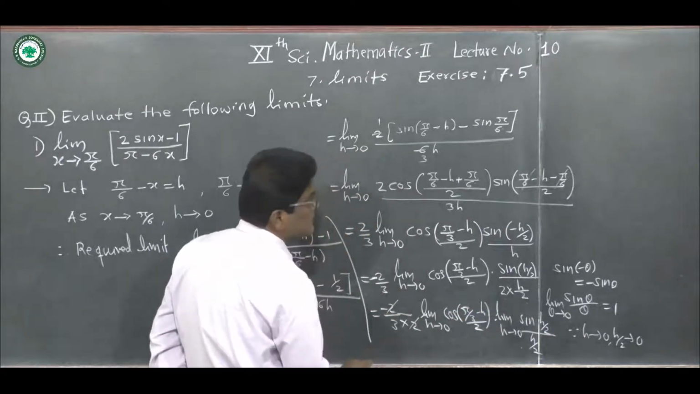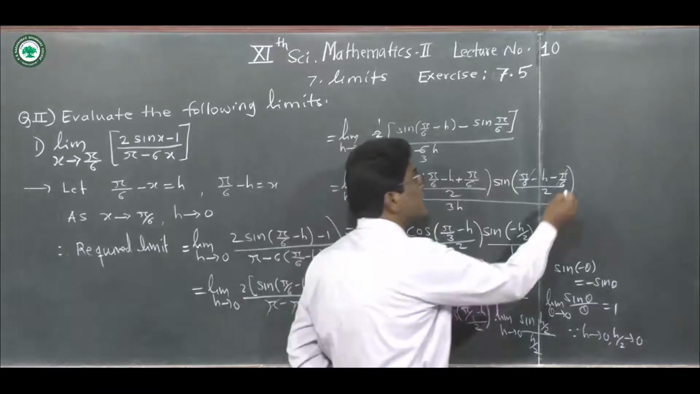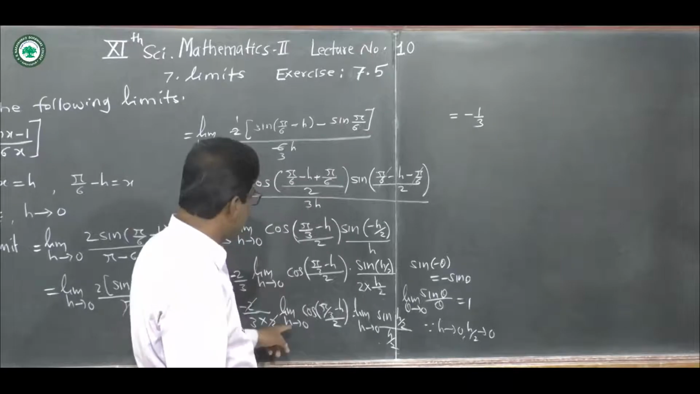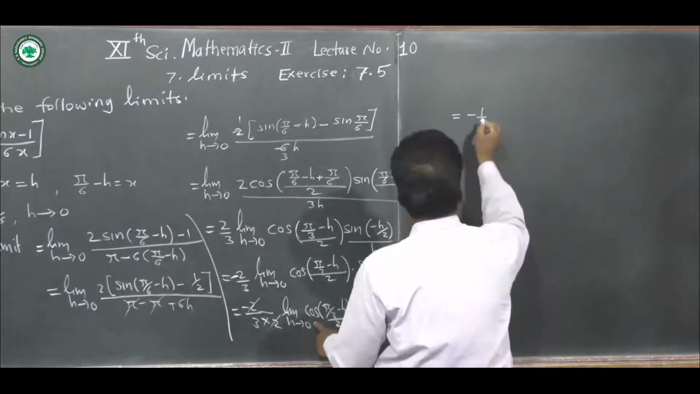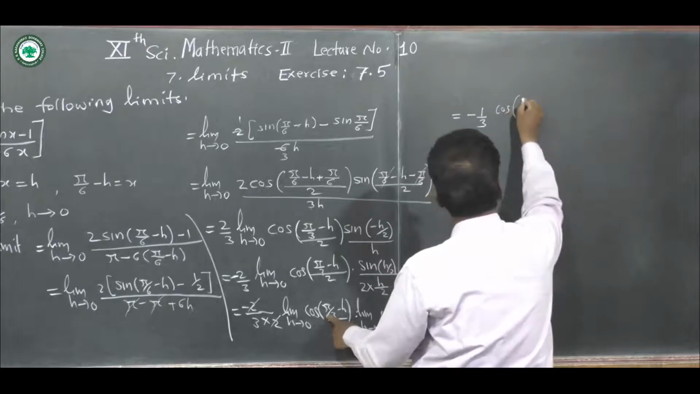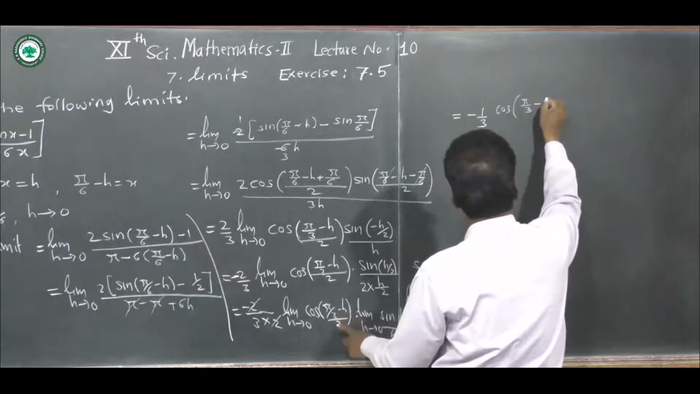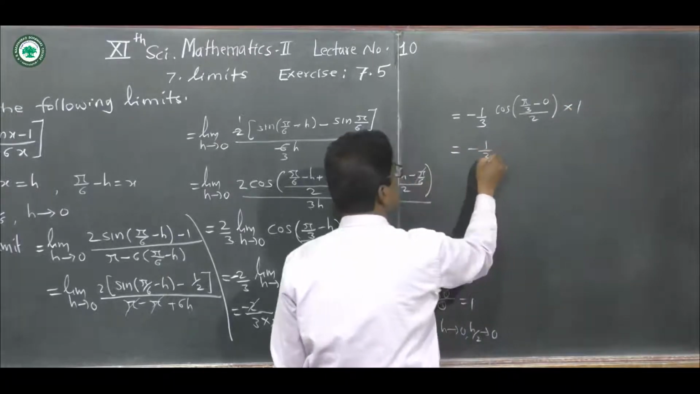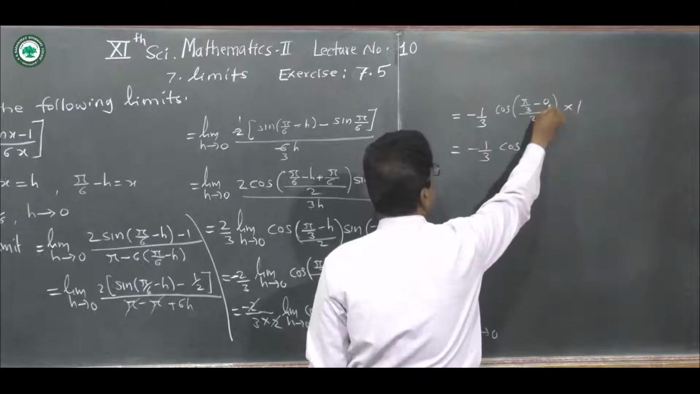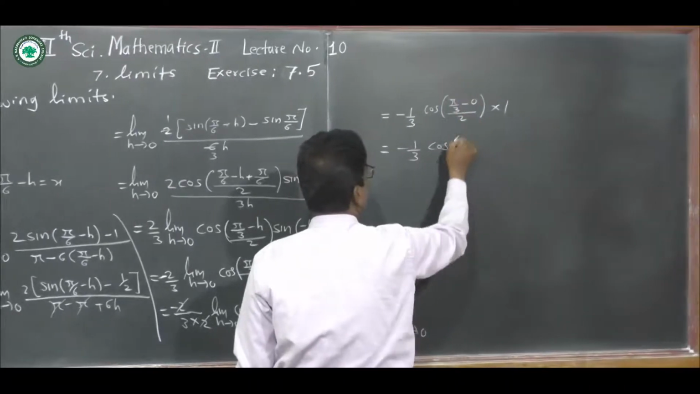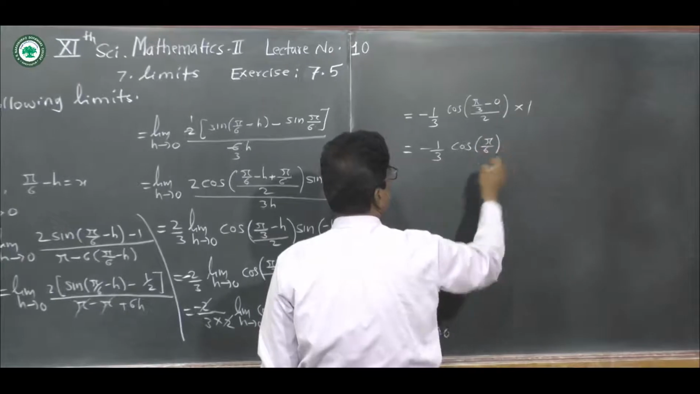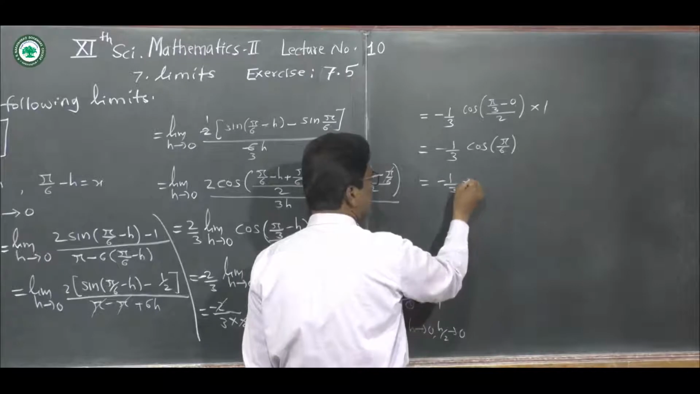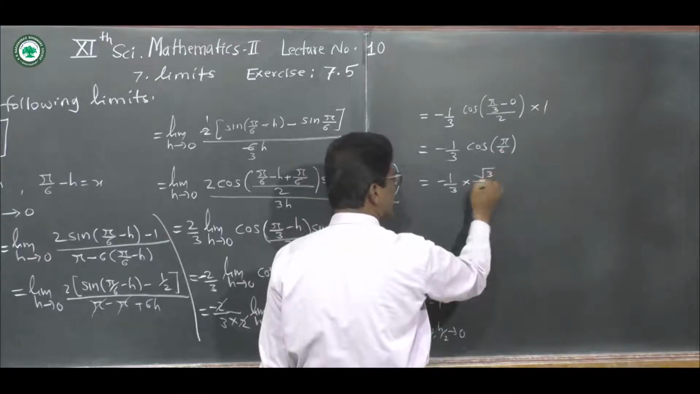This 2 and 2 get cancelled. So we get here it is equal to minus 1 upon 3 into cos of this pi by 3 minus h is 0 upon this 2 into 1. So it is equal to minus 1 upon 3 into cos of pi by 3 minus 0 means pi by 3. Pi by 3 upon 2, that is pi by 6 into 1. So this is equal to minus 1 upon 3 into cos of 30. Cos of 30 is root 3 upon 2.